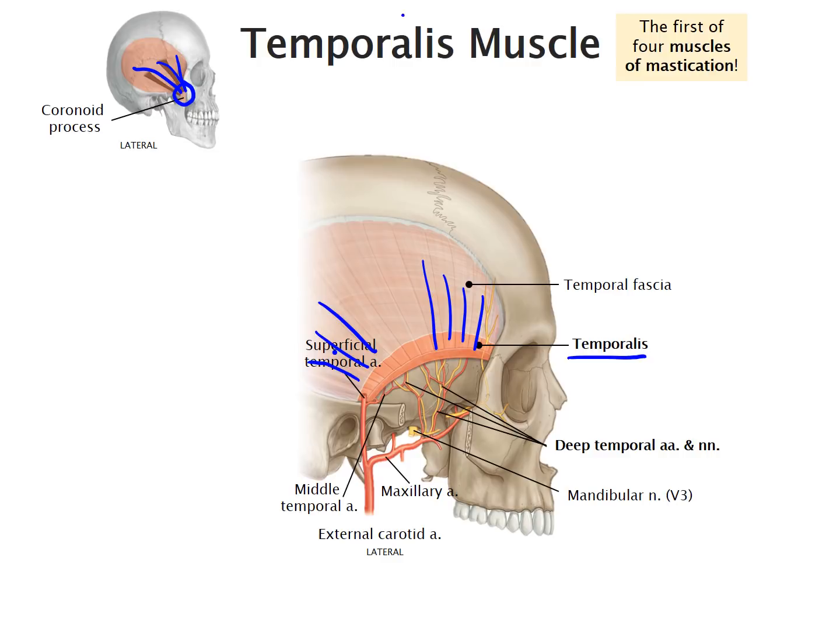Along its undersurface, the temporalis muscle is supplied and innervated by deep temporal arteries and deep temporal nerves. The deep temporal arteries arise from the maxillary artery, which courses through the infratemporal fossa, and the deep temporal nerves arise from V3, which is the mandibular division of the trigeminal nerve.